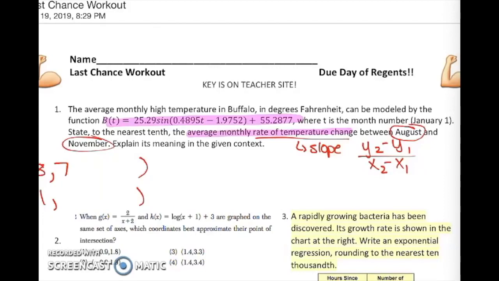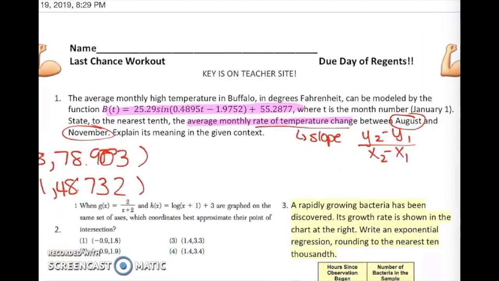78.903, I believe that is. A little hard to read my handwriting. Or 932, sorry. No, 903. And 11, it's 48.732. Now, if you're not getting those values out, I want you to check your mode. Remember that you need to be in radian mode.